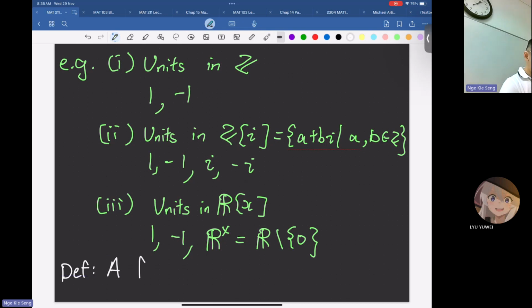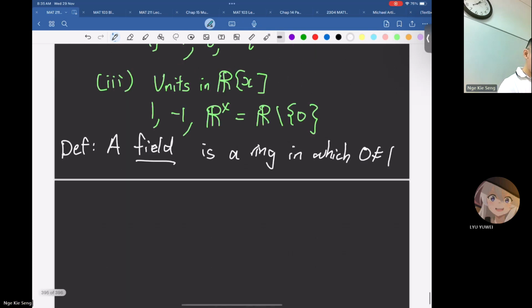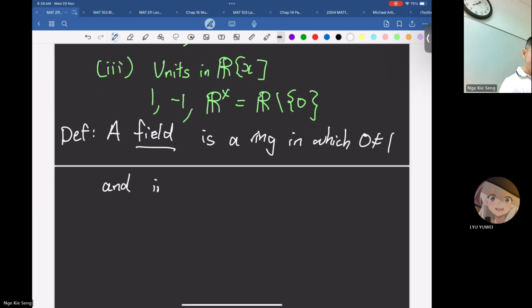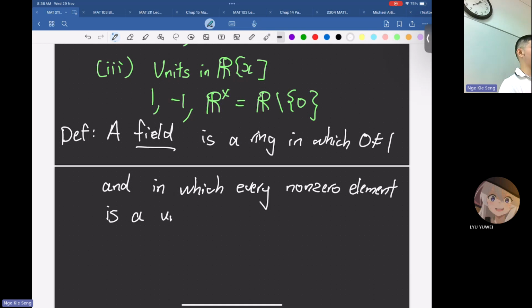So what's a field? A field is a ring in which 0 is not equal to 1 and every non-zero element is a unit. So we are not trying to invert 0. We are not trying to invert the additive identity, but every other thing we invert. This is called a field.